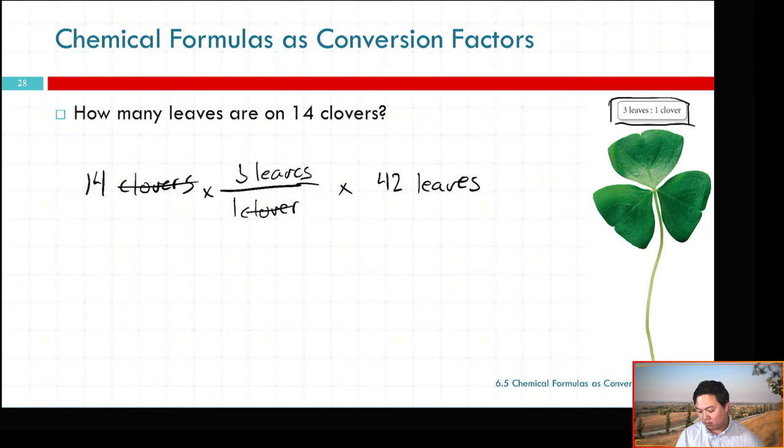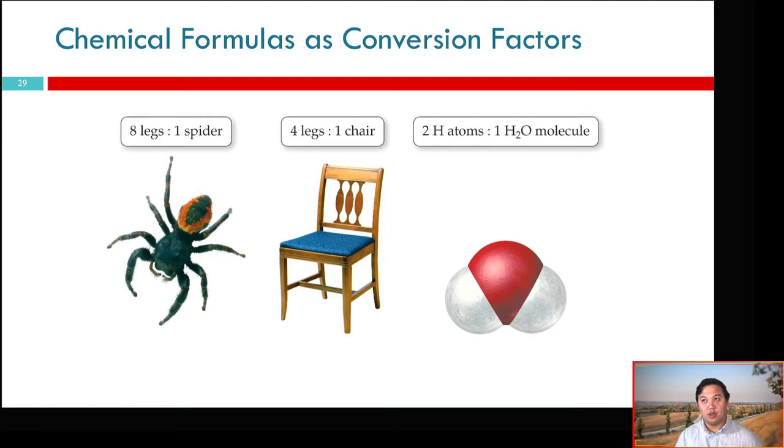And we do this a lot, maybe without thinking about it. I don't know if you've seen these on Facebook, where people are like, there's a cat and a table and a spider. How many legs are there? They're always more ridiculous than that, and they're supposed to be tricky. But essentially what you're doing is, every spider has 8 legs. Every chair has 4 legs. And similarly, when we look at molecules, every H2O molecule, the H2 means that there are 2 hydrogen atoms. So every H2O molecule has 2 hydrogen atoms. It's really the same thing.